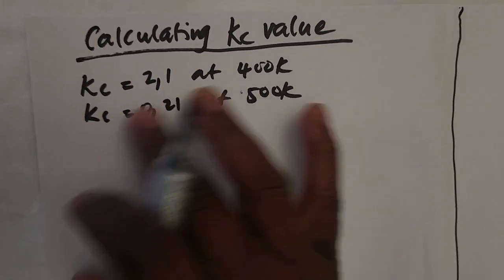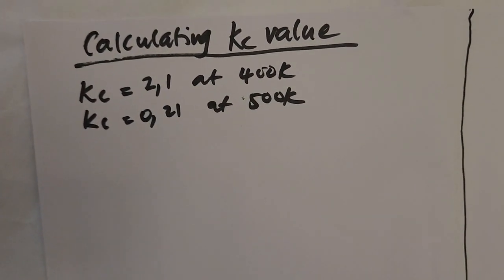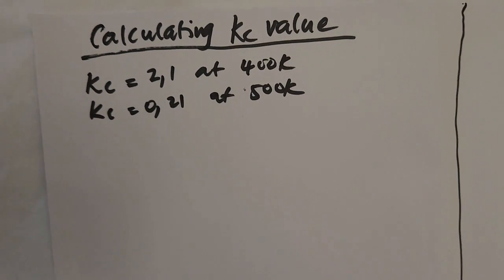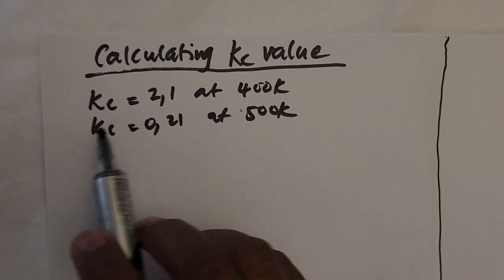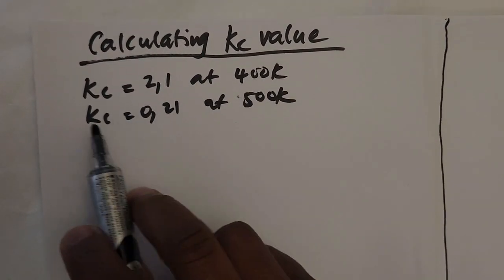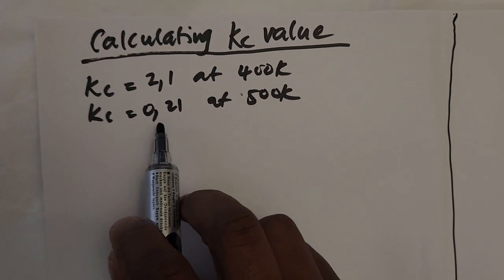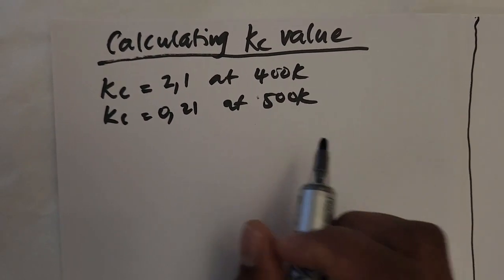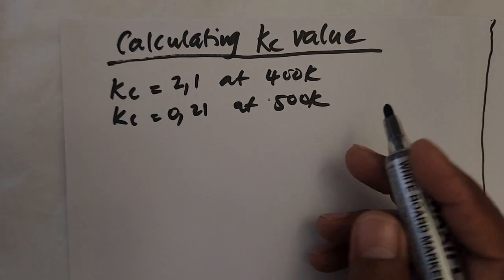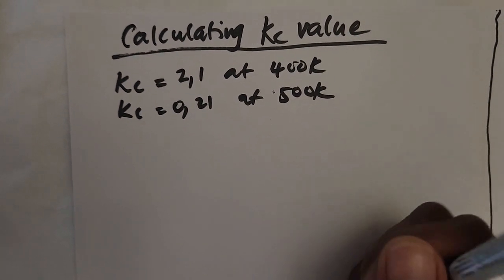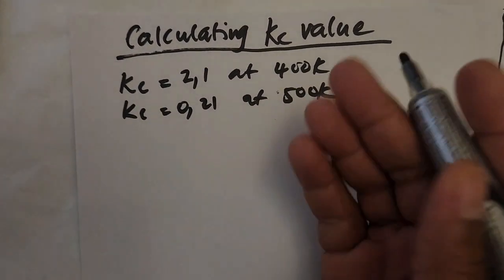Now before we do that, let me just explain one of Le Chatelier's principle and Kc values and temperature. Kc is 2.1 at 400 kelvins, and then Kc is 0.21 at 500 kelvins. They say use Le Chatelier's principle to explain. 4 marks. Firstly, we block one.